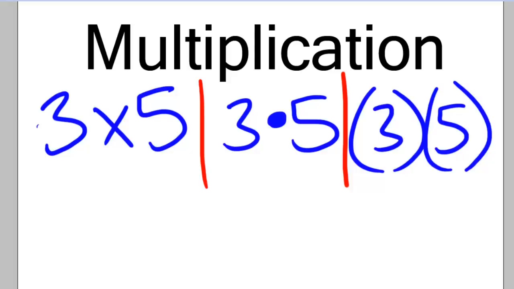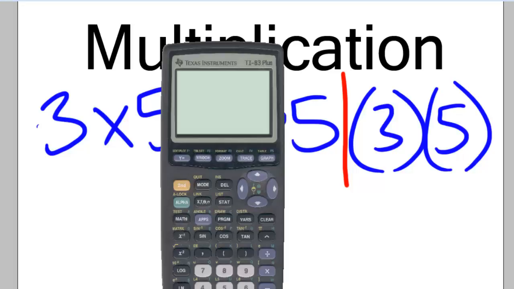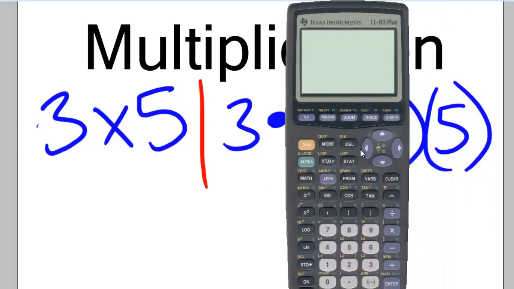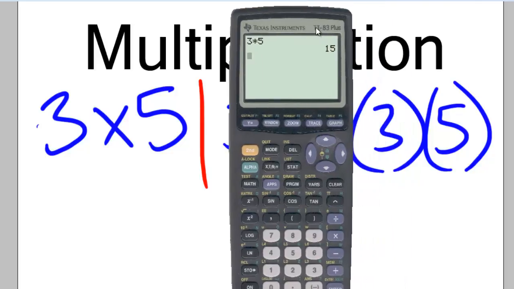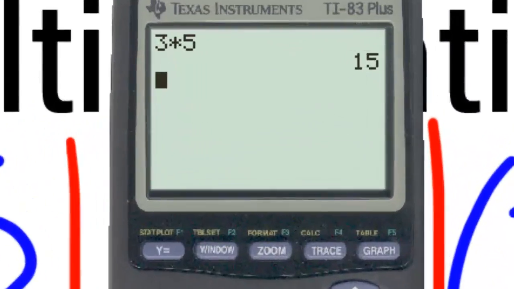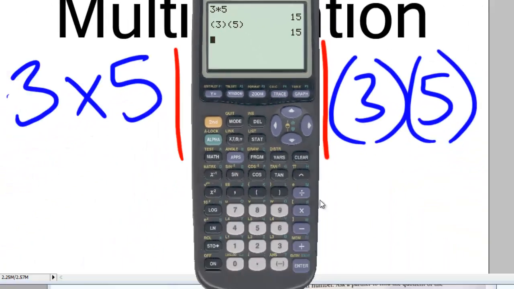So when we go to our handy dandy calculator, we can type 3 times, using the x or the cross, it's between the multiplication and subtraction, 3 times 5, and it's going to look like that. We're going to press enter, and it's going to give us 15. Or we can use the parentheses, so open parentheses 3, close parentheses, open 5, and close. And so it's going to give us the same answer. Two different ways to write multiplication.